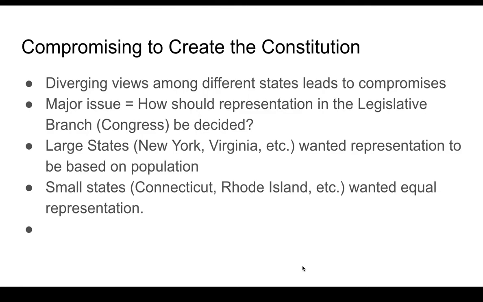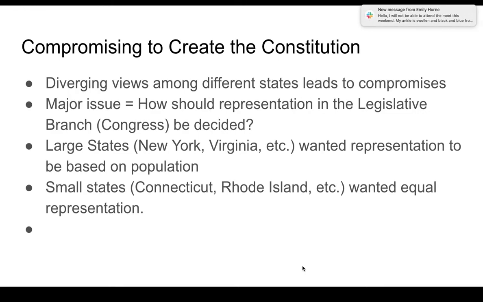And when you have so many different groups of people from different states with different interests, right? You have the New England and Mid-Atlantic states who are slightly more industrial, more manufacturing based. You have the southern states who are more based on farming and agriculture and slavery. You have different religious groups. You have different people with different political ideas. And so in order for this to be successful, there needs to be compromise.